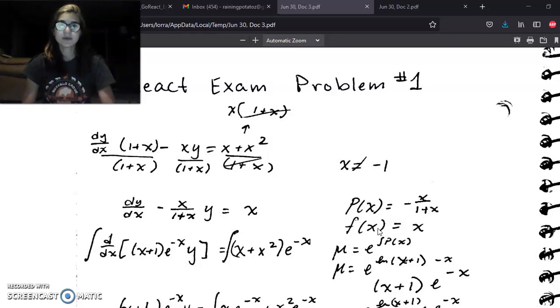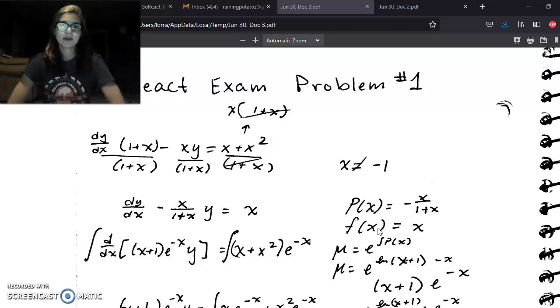So in this problem, we were given a differential equation, and we had to solve for p of x, f of x, and the equation itself. So to begin, we have dy dx times the quantity of 1 plus x minus xy is equal to x plus x squared. In order to find p of x and f of x, you need to put this equation into its standard form.